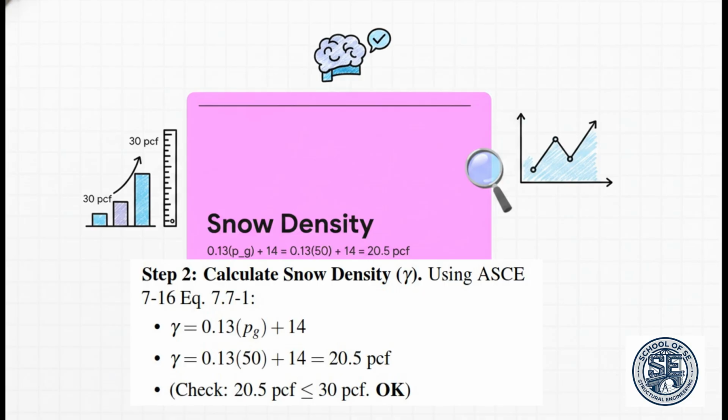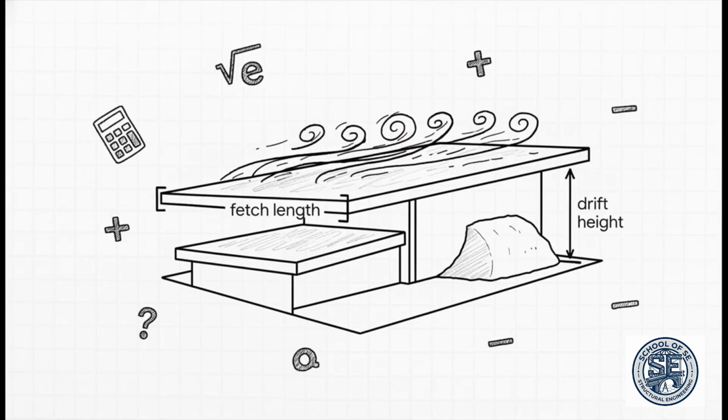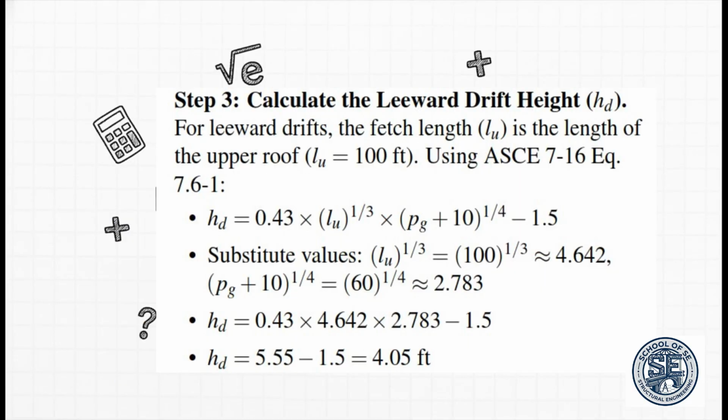The code caps this density at 30 PCF. 20.5 is clearly less than 30, so we're good to keep going. Time for the heavy lifting. Step 3, calculating the leeward drift height, or HD.